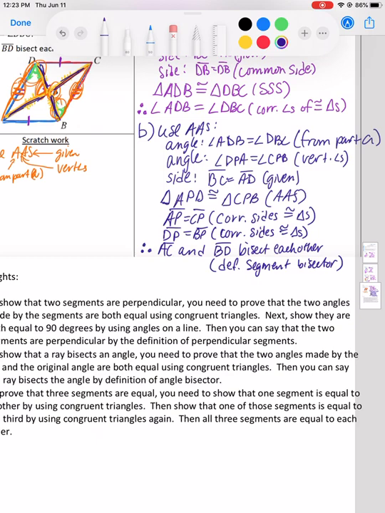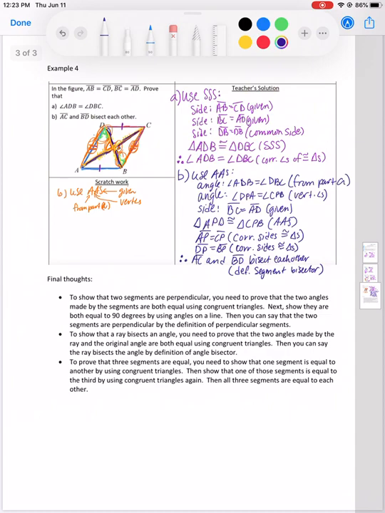Okay, we can use that definition because that's what it means. A segment is bisected when it's split into two equal parts. So there's a good one there. Some final thoughts.